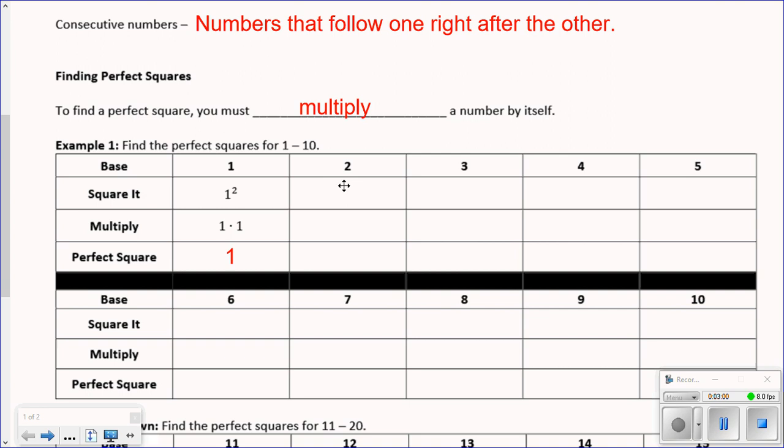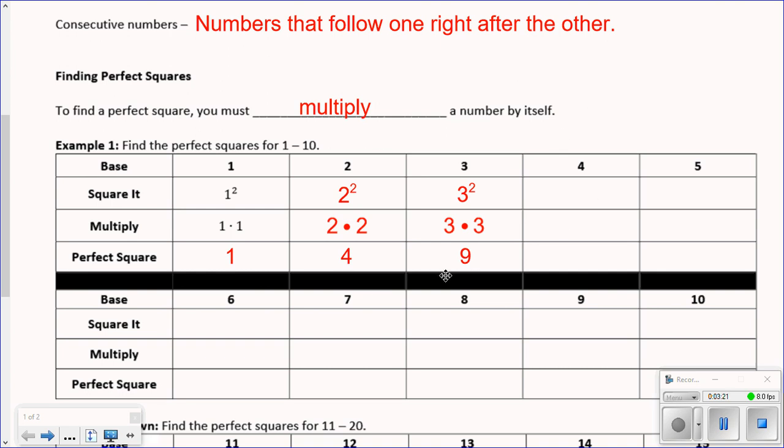Okay? We're going to do it with 2. I'm going to square it, which really means I'm doing 2 times 2. 2 times 2 is 4. So 4 is your perfect square. 3 squared, and then 3 times 3. That gives me 9. 9 is my perfect square.